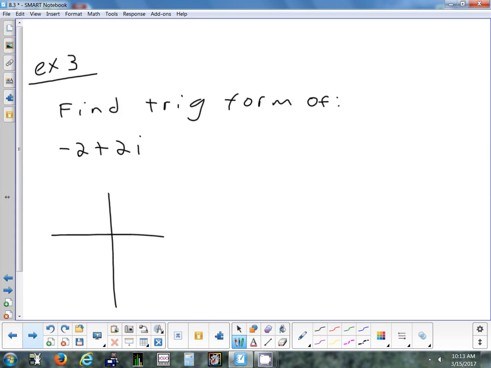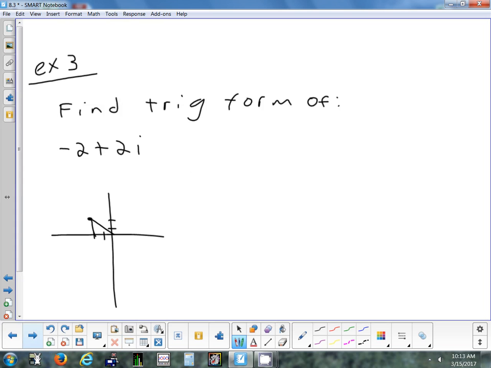How would I sketch the point, negative 2 plus 2i? Yeah, and how do you get there? Left 2, up 2. Right, so good enough. Left 2, up 2.